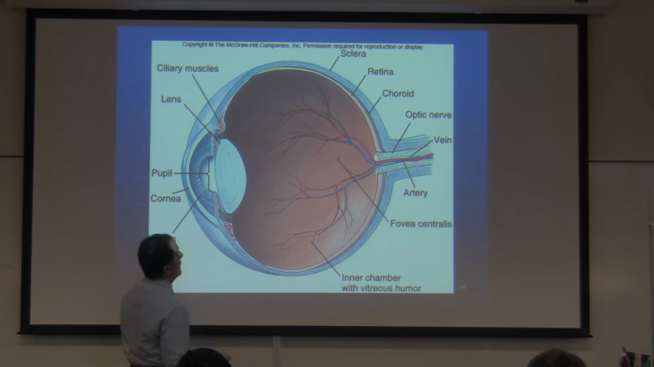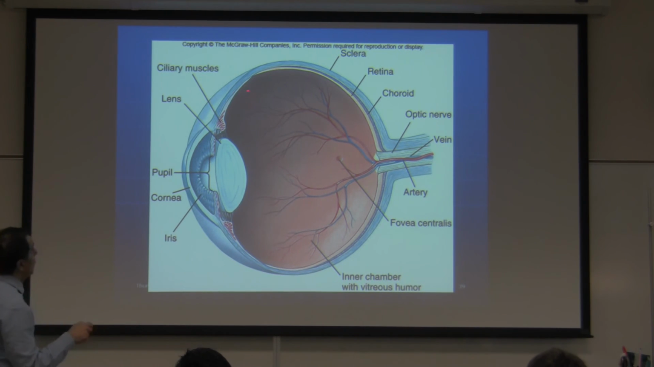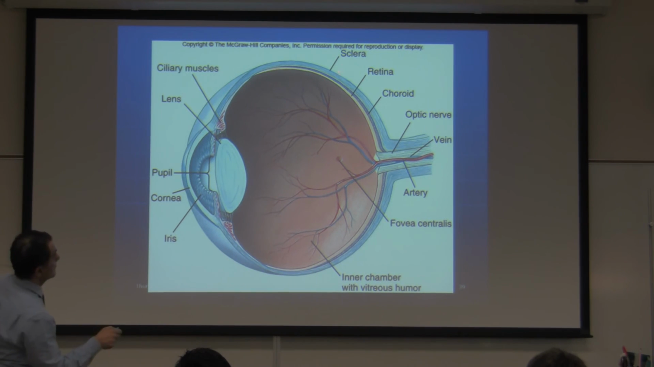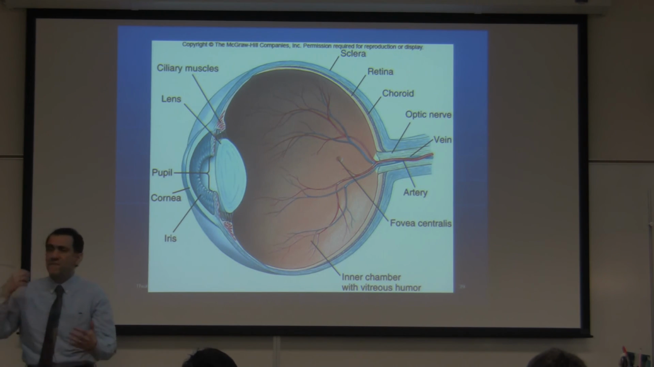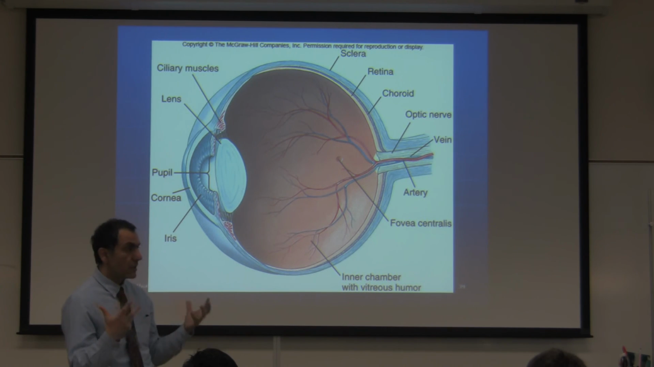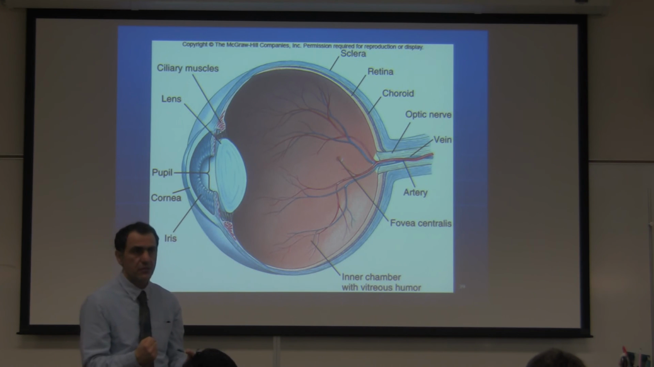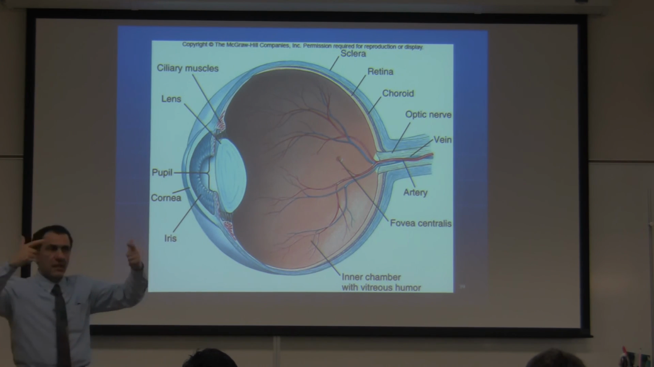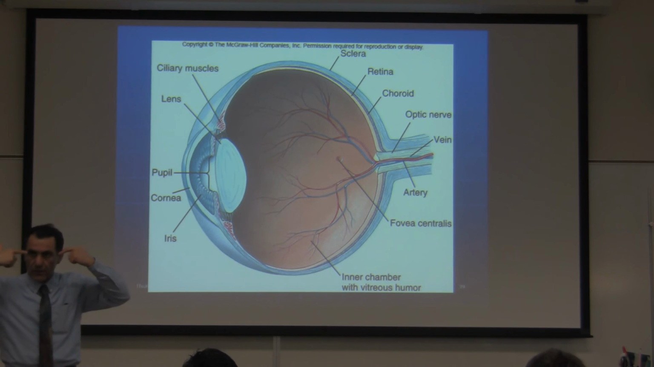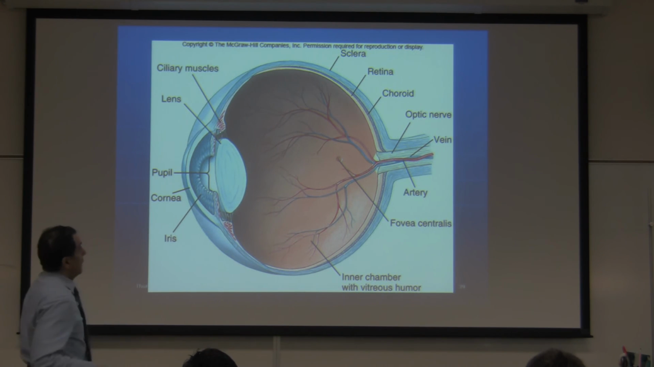Okay, in the back of the eye, I forgot to mention the sclera. Yes, the sclera is the white portion of your eye. It's made up of connective tissue, very tough to cut into. It's almost as hard as your bones. That's the sclera, the white portion of your eye, and you cannot see anything through it. Okay, I hope I said everything.